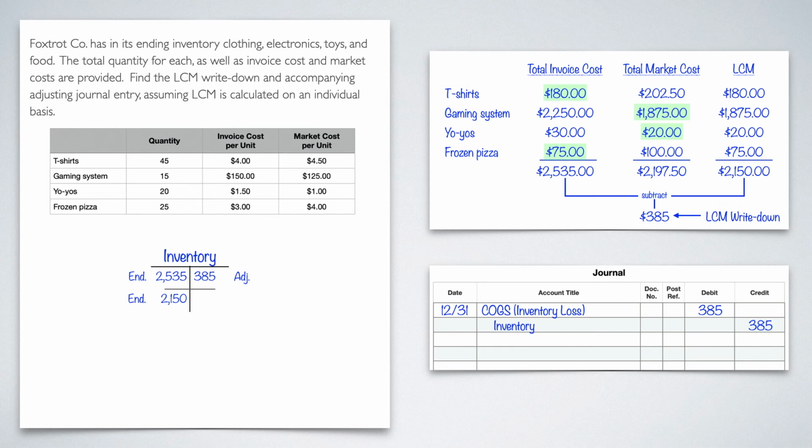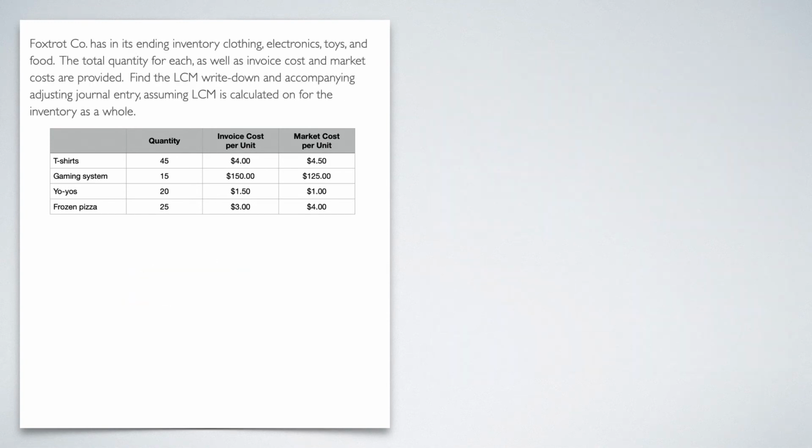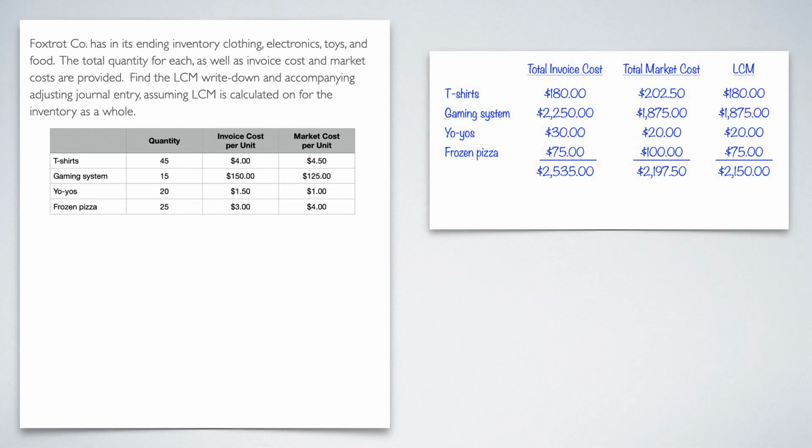Now let's look at how we would do this if it was for inventory as a whole. Same stuff, nothing's changed. In fact, I'm going to bring up the same table we just did, but I'm going to make one difference. I wouldn't say major, but not minor either. I'm going to take away the LCM column for a moment. When we did this for individual inventory, we took the individual lower of cost or market: the lowest of the t-shirts, the lowest of the gaming systems, the lowest of the yo-yo. But we're not doing that here. We're doing this for the inventory as a whole.